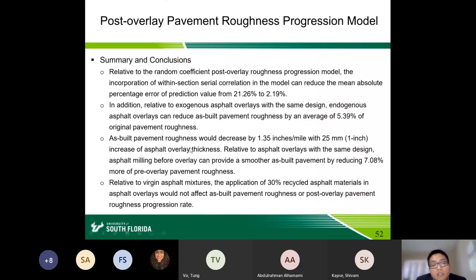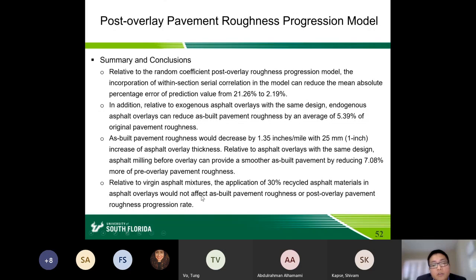The third conclusion. The third finding is that as-built pavement roughness would decrease by 1.35 inches per mile with a 1 inch increase of asphalt overlay thickness. Also, relative to asphalt overlay with the same design, milling before overlay can provide a smoother as-built pavement by reducing 7% more of the original pavement roughness.